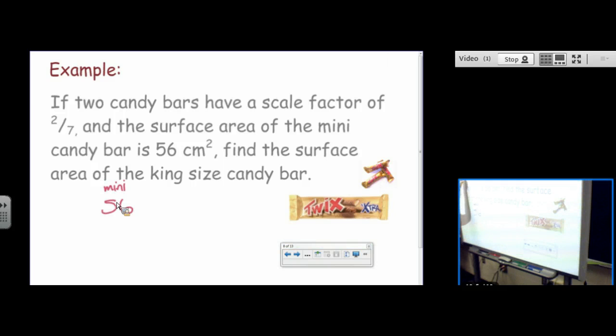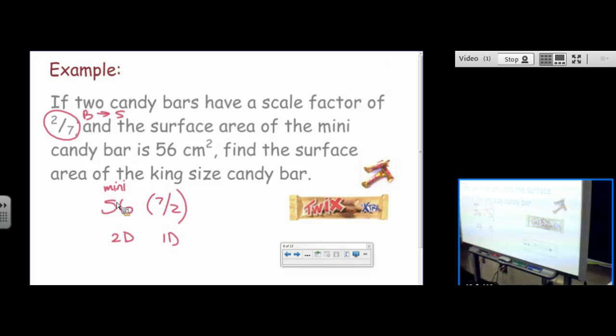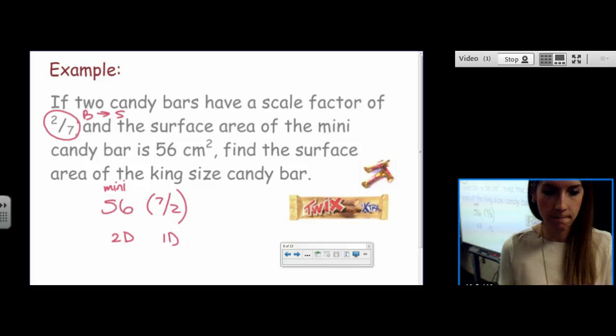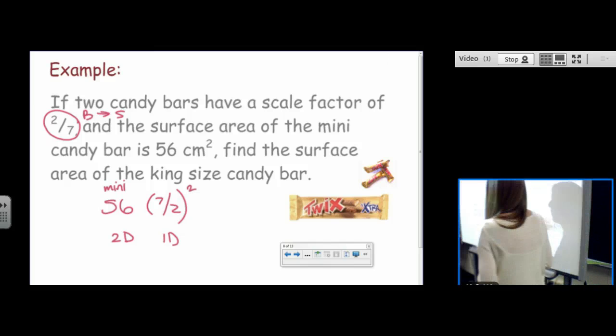Now, I'm not going to multiply that by 2/7 because that one goes from big to small. 2/7 goes from big to small. I don't want to do that. I want to go from small to big. So my scale factor is 7/2. But my problem is that this is surface area. This is 2D and my scale factor is 1D. So I need to do something to my scale factor. What am I going to do to my scale factor? Square it. Very good. So I'm going to square my scale factor, and now I'm allowed to multiply.